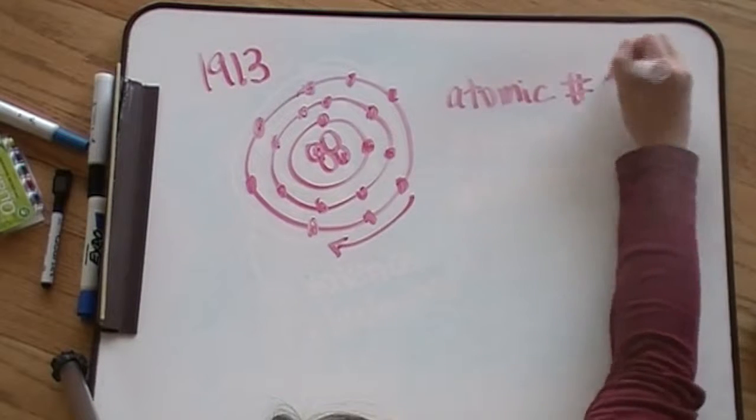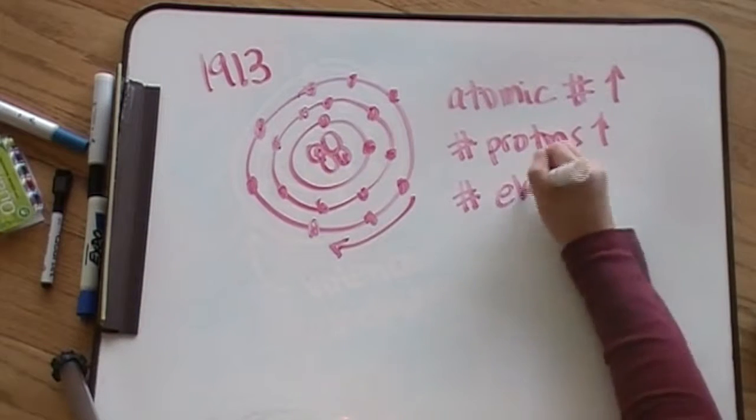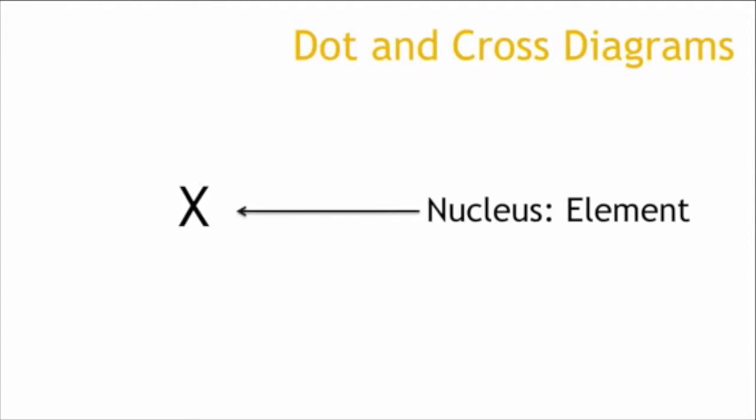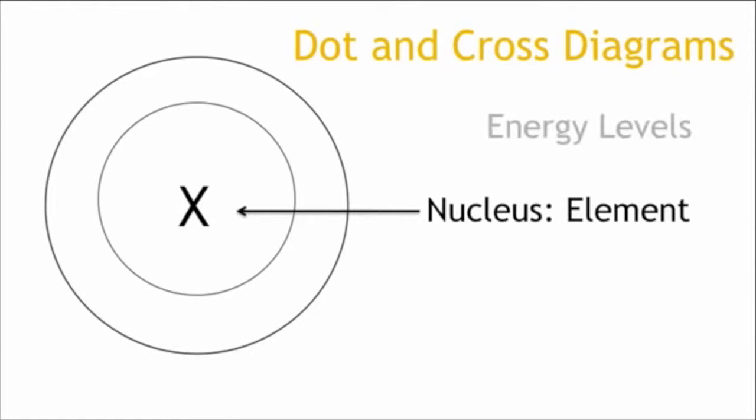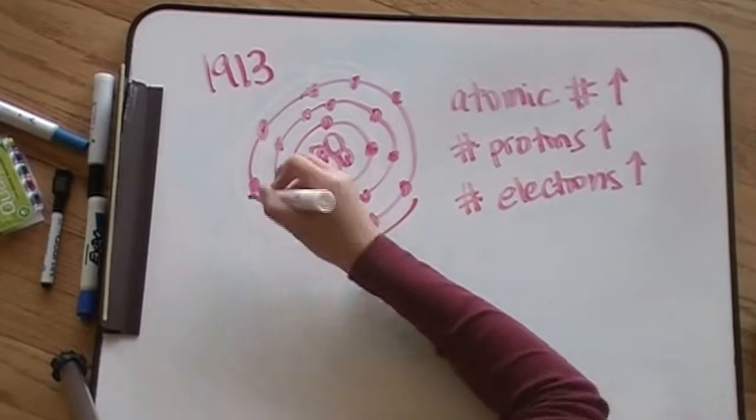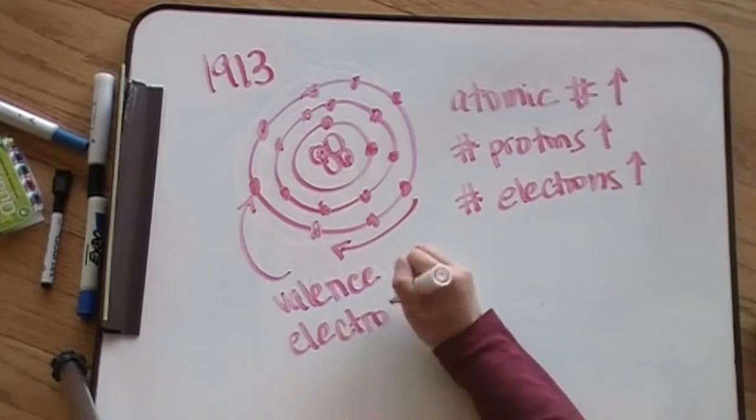As the atomic number of the element increases, the number of protons and electrons in the atom also increases. The electrons formed shells around the nucleus, each with a different energy level. The greater the number of orbits, the higher the energy level of the furthest orbit. The electrons in the furthest orbit are called valence electrons.